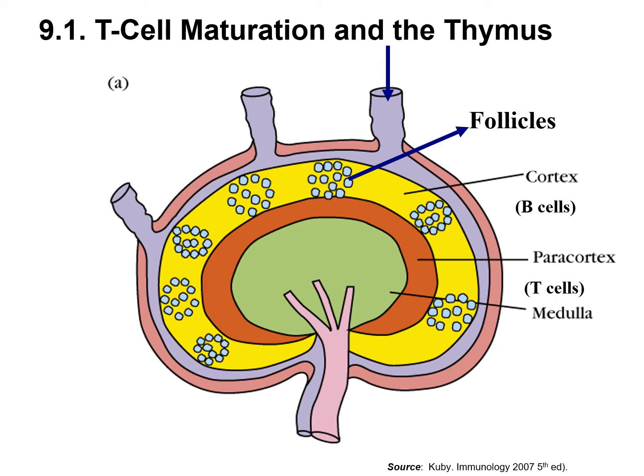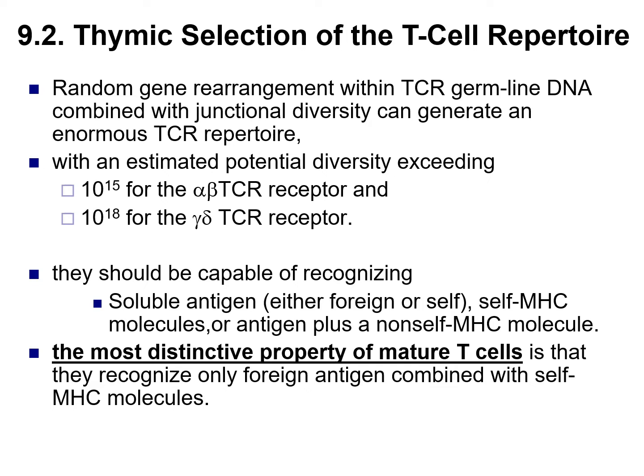We can see that in the medulla, the central part of the organ, there are fewer developing cells. In the paracortex, between the cortex and the medulla, we can see the more mature T cells, and in the cortex we can see the B cells. They are arranged in a follicular, circular manner, and the center usually is the source of the germination.